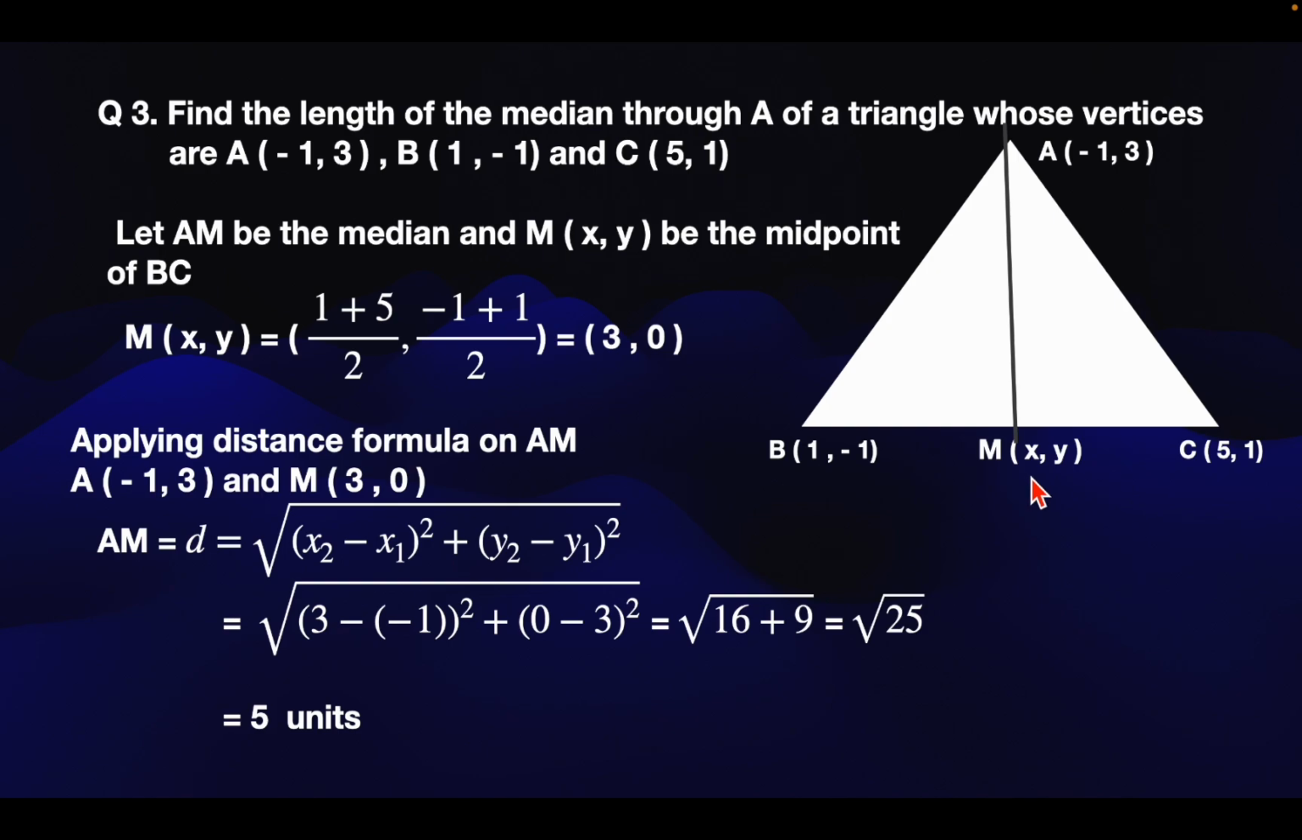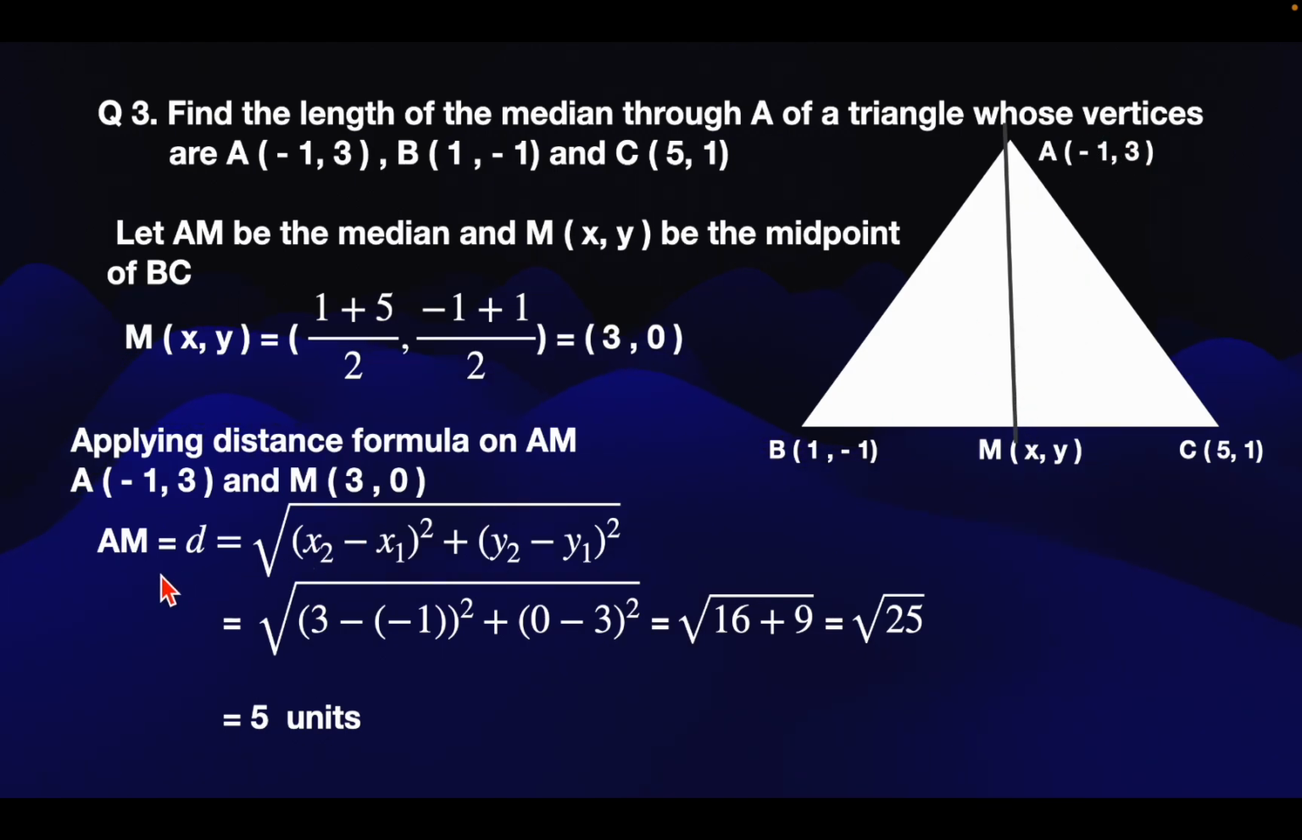We know that M(x, y) is equal to (1 plus 5) upon 2, comma, (minus 1 plus 1) upon 2. Here it is. Simplify, you get 3 comma 0. This is the coordinates of M. Okay, now we have to find the length AM. We have to use the distance formula here.